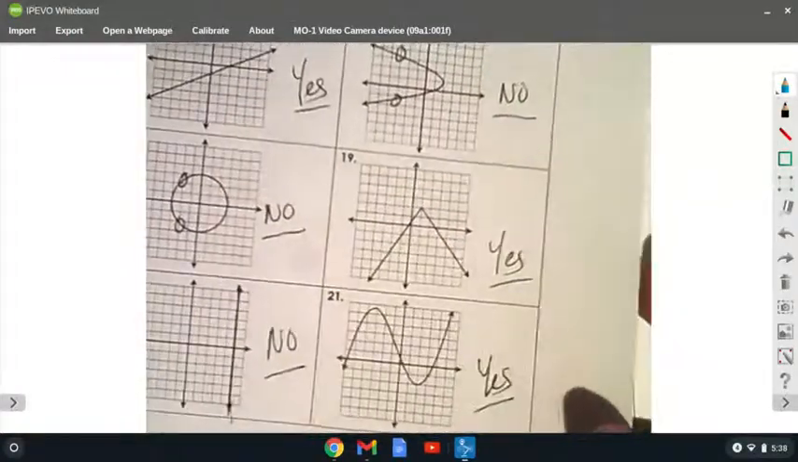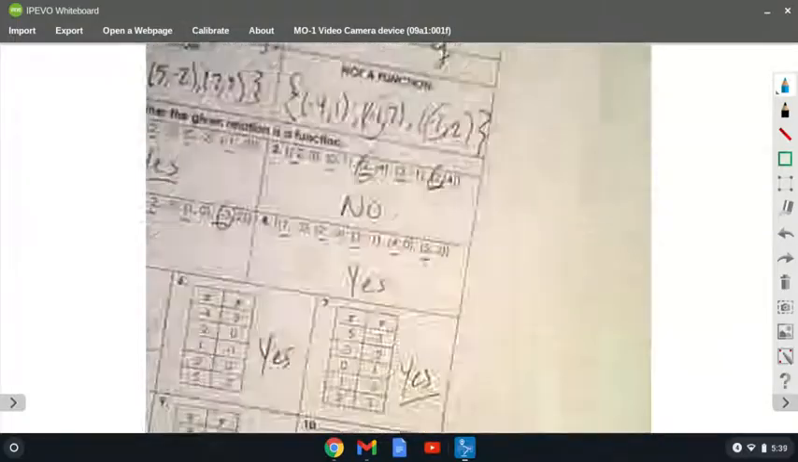All right. So in the Kahoot today, you're just going to be picking out whether something is a function or not. And it might ask you why.